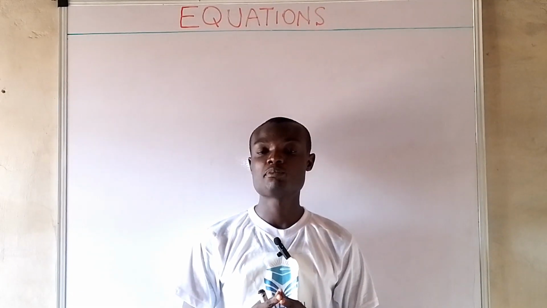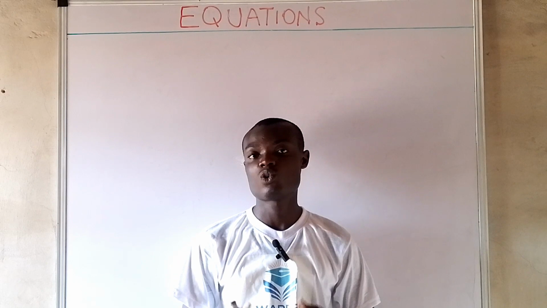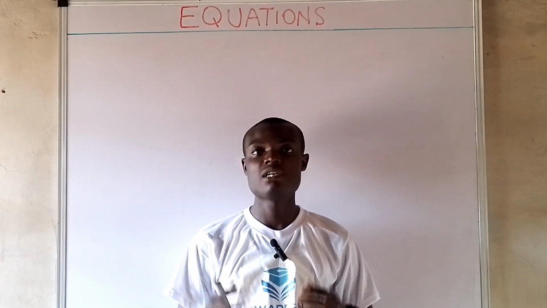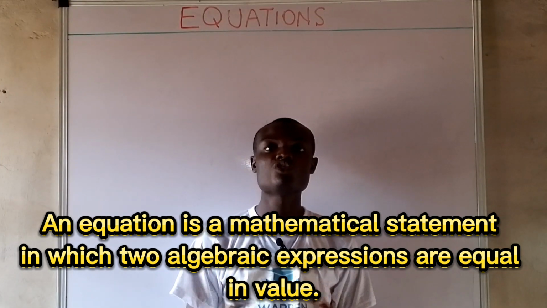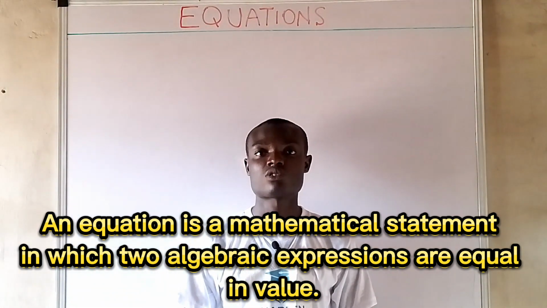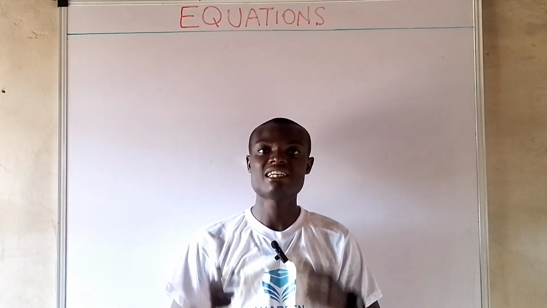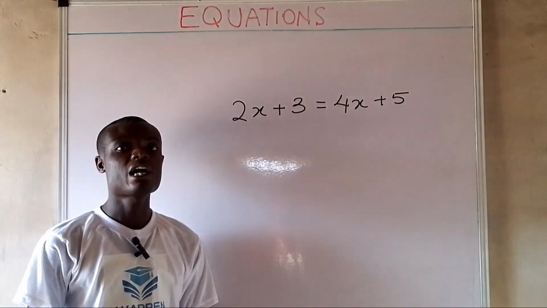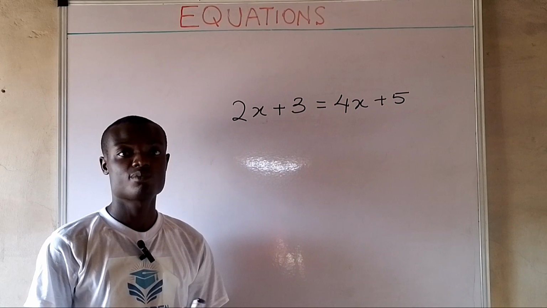So before we look at the simple linear equation and the fractional equation, we have to understand what an equation is. In mathematics, an equation is a mathematical expression in which two algebraic expressions are equal in value. Or we can also say that an equation has the equality sign, which is the equal to sign. So we have an equation on the board which reads 2x + 3 = 4x + 5.